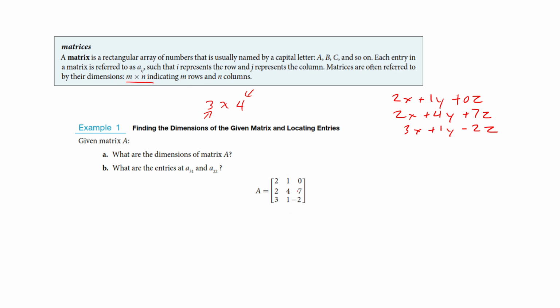3 rows, 3 columns. Now, if you're looking at particular entries here, the way this works is rows first, column second. So row 3, column 1 would be a 3. So what entry is in A22? That would be row 2, column 2, which would be a 4.